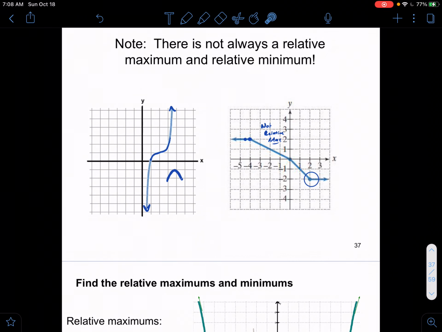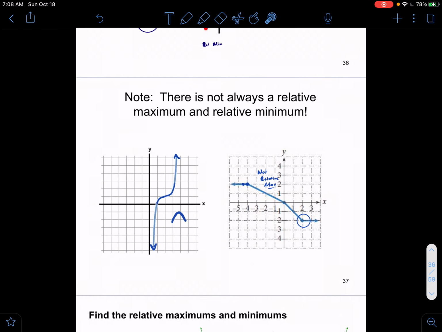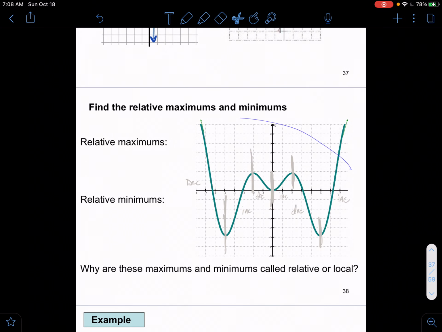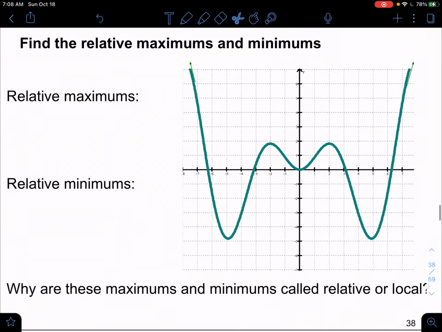So again, you don't always need to have a relative maximum or a relative minimum, but they are different things that we will be looking for and pointing out on our graph. Now, looking at this graph, right? So this graph is going to have multiple relative maxes and relative minimums.